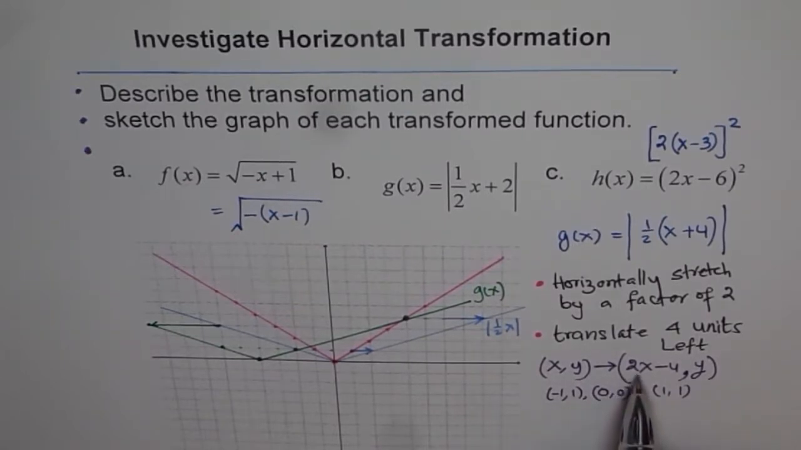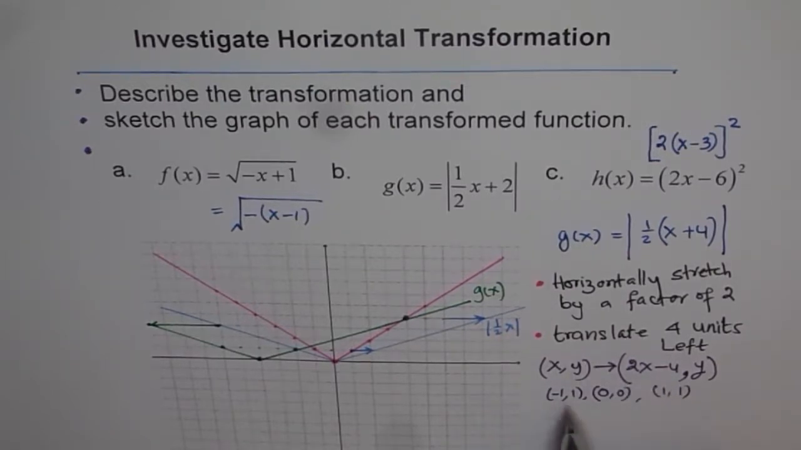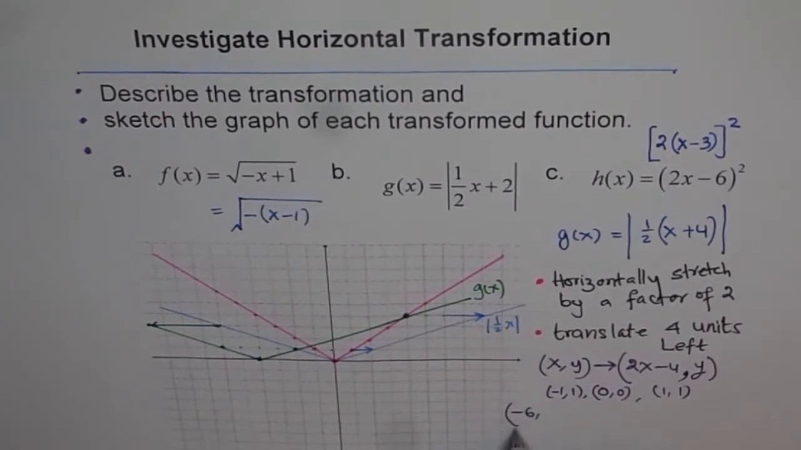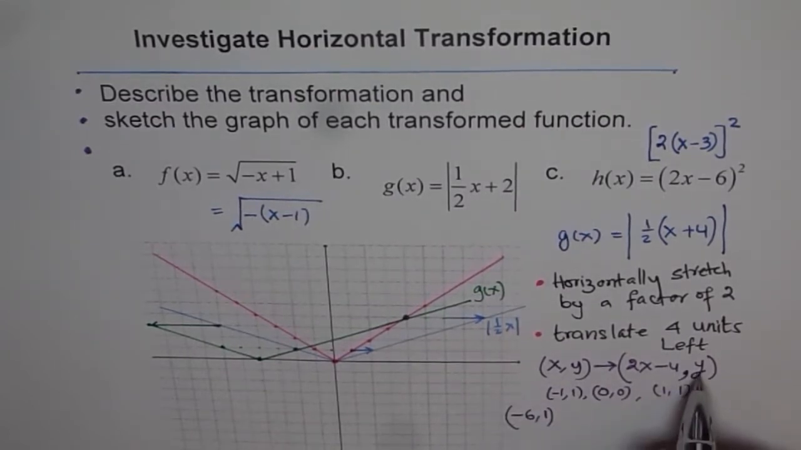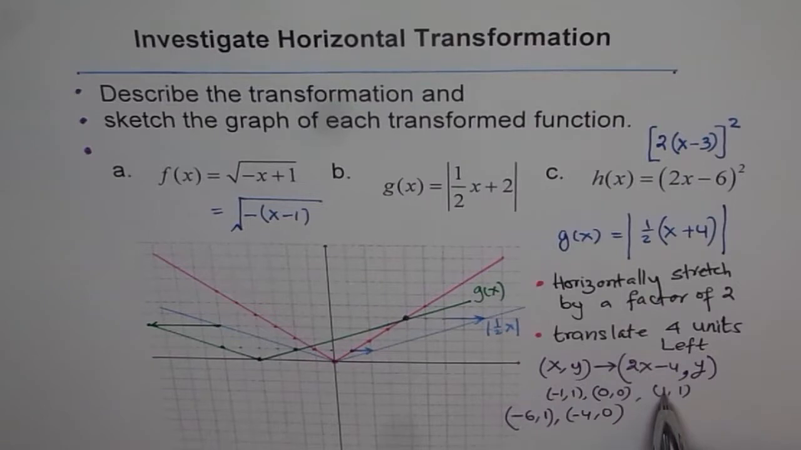Then x values get multiplied by 2, then minus 4. So if I multiply minus 1 by 2, I get minus 2, and then minus 4. So minus 2 minus 4 gives me minus 6. So this becomes minus 6, and the y value has to remain the same. Y value same. 0. 0 times anything is 0. So we get minus 4 and 0 here. That is a change in vertex. And 2 times 1 is 2, and minus 4 gives me minus 2. So I get this point as minus 2, 1.